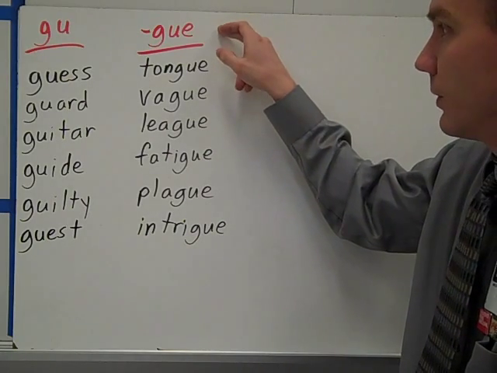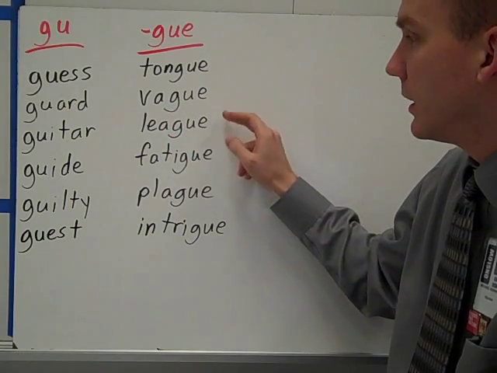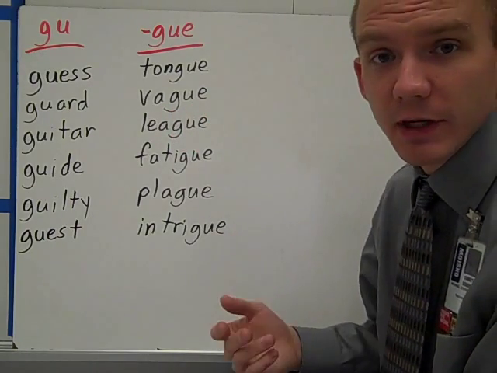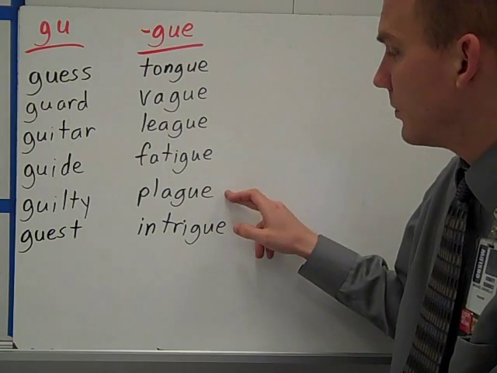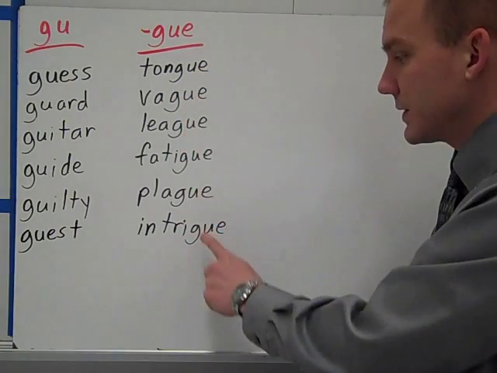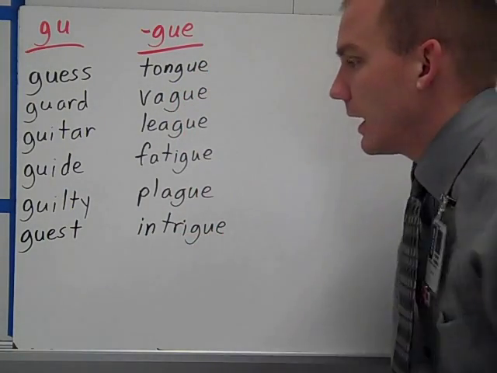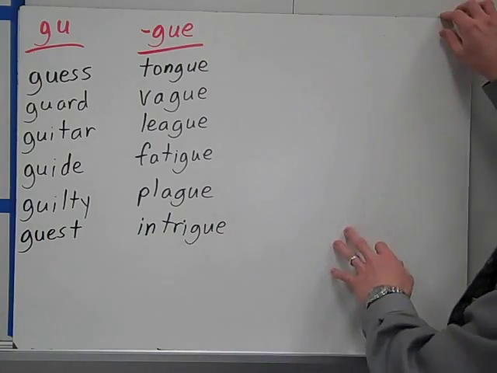And then you have GUE, where it ends with the GUE, like tongue and vague. Vague means something that's not very clear. And then league, fatigue, plague, intrigue. All of them have that hard G sound. There's a silent U there, and the silent U prevents that E from making the G soft.